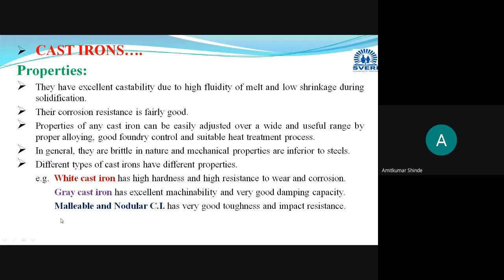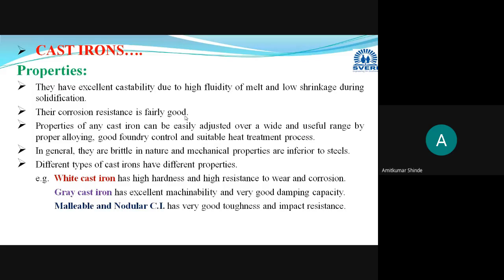Then these cast iron materials provide fairly good corrosion resistance. This corrosion property is not comparable to steel, but they provide somewhat better resistance to corrosion. Steel is best for this, and as compared to steel, they have lesser corrosion resistance. But you can use cast iron for different practical purposes also. In short, you can write like this: their corrosion resistance is fairly good. It will be lesser than steel, but it can sustain in your practical applications.